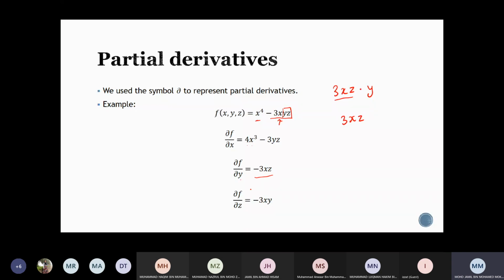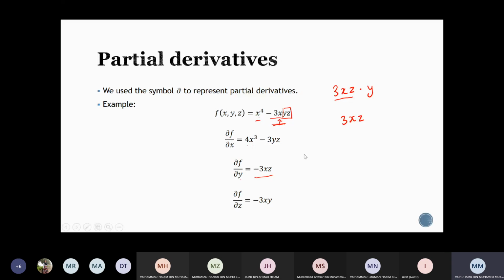Similar to the last one, if you want to find f prime of z, the first term has no z, so this whole thing becomes constant. For the second term, minus 3xyz, you assume 3xy is a constant, while z is the variable you want to differentiate, so you get negative 3xy. So that's all for partial derivative. I hope you understand this, because it will be used a lot in next week's lecture.